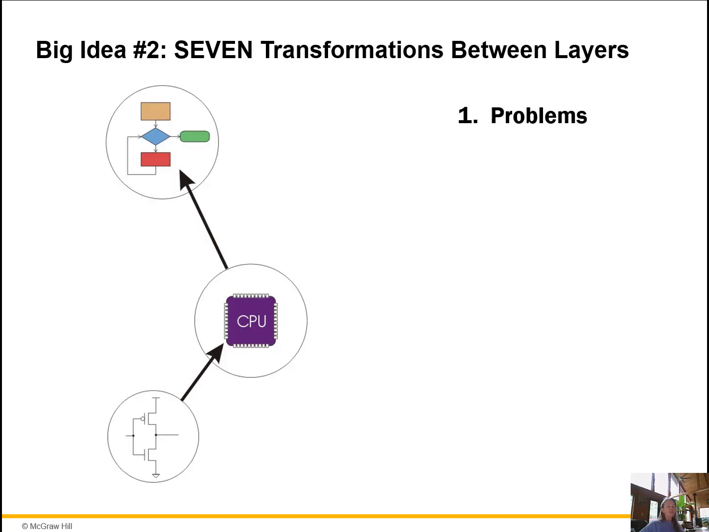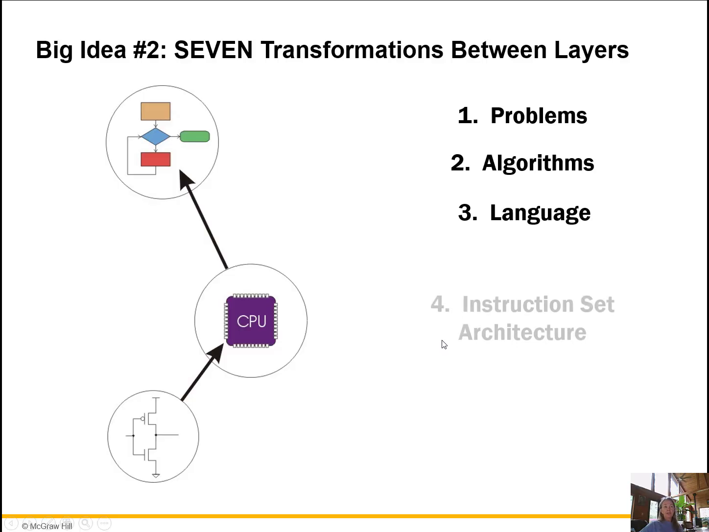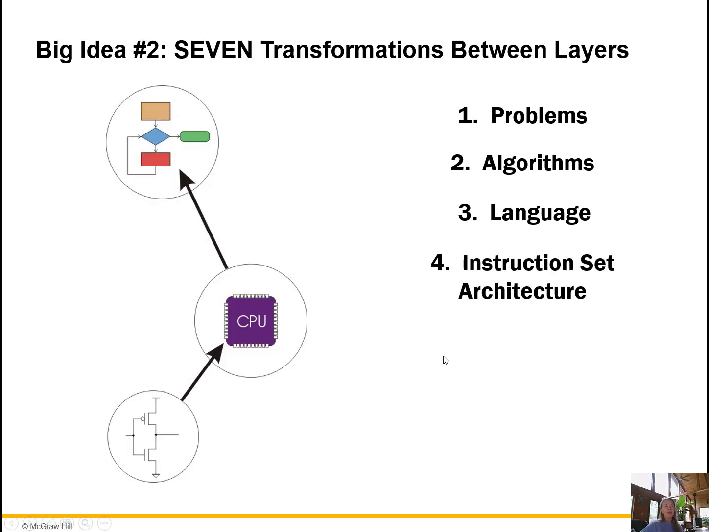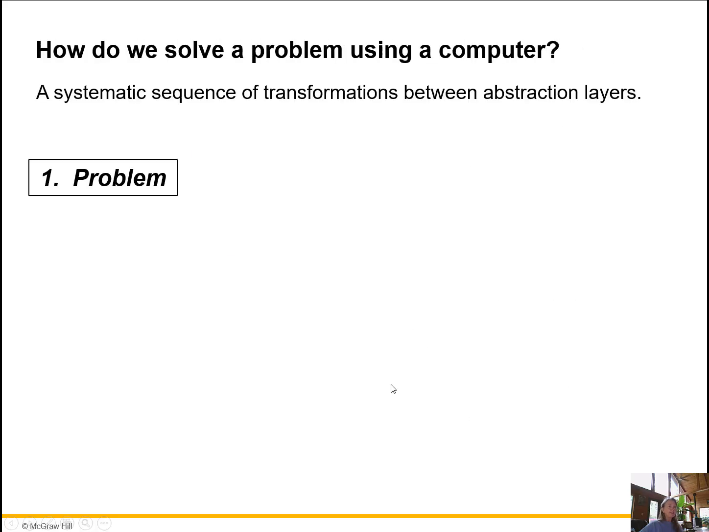These 7 layers of transformation, you will need to know what they are for your exam. So be sure when you're asked on the exam, what are the 7 layers of transformation? Now, I might have a whole lot of words there and you just select them. I won't have you memorize them, but I might have you put them in order. So there are problems, there are algorithms, there's a language that you must speak, there's the ISA, which is the instruction set architecture, there's the microarchitecture, circuits. Our devices would be the final one on that.